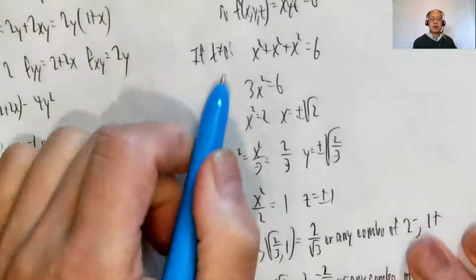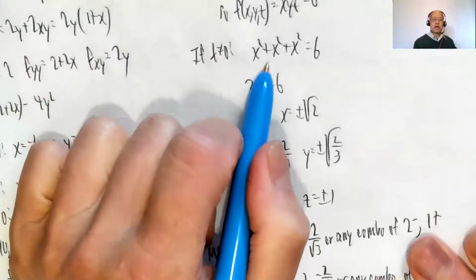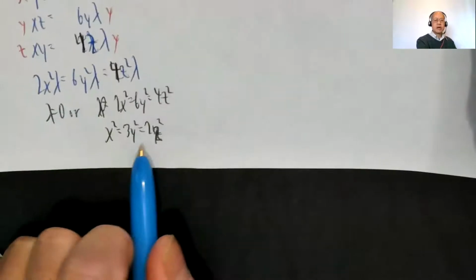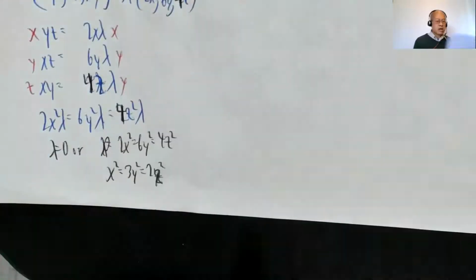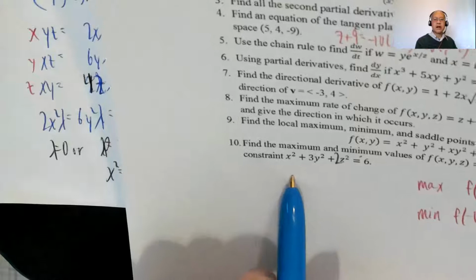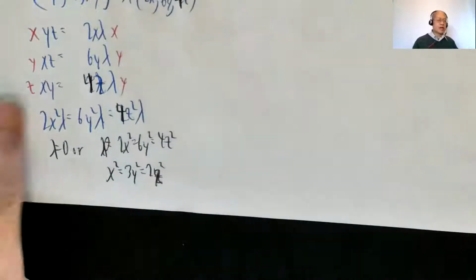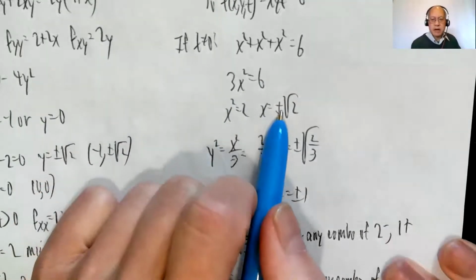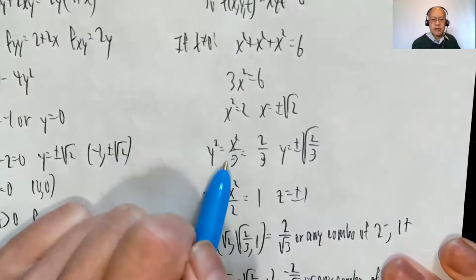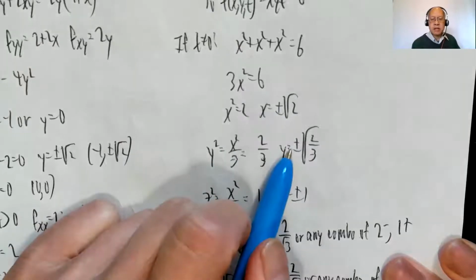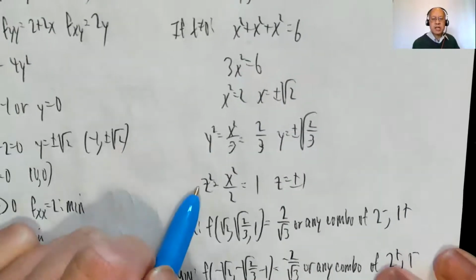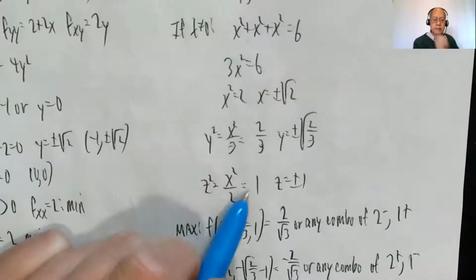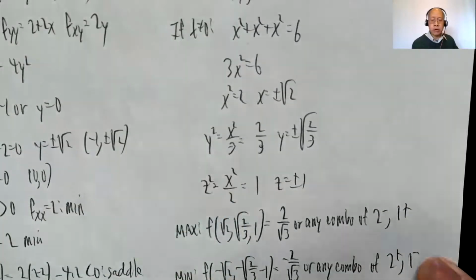If lambda is not equal to 0, then I have x squared plus x squared plus x squared equals 6, because x squared equals 3y squared equals 2z squared, which means going back to the original, I can call that x squared and I can call that x squared, which basically means 3x squared is 6, x squared is 2, x is plus or minus radical 2. y squared is x squared over 3, which is 2/3, y is plus or minus radical 2/3. z squared is x squared divided by 2, that's 2 divided by 2, which is 1, z is plus or minus 1.